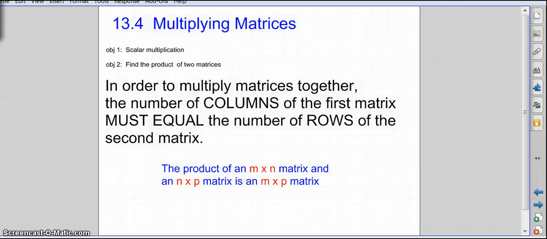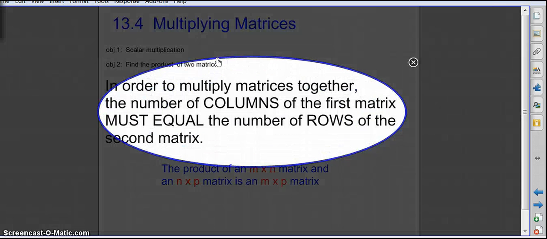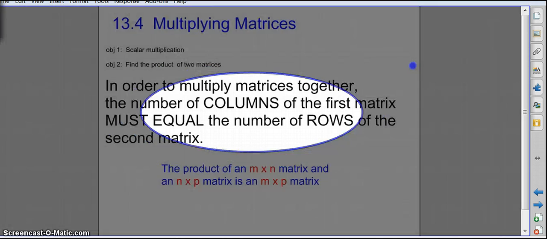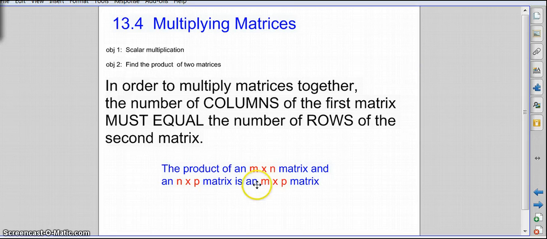All right, here's our second objective. Multiplying two matrices together, and this needs to be highlighted. This needs to be paid real close attention to. In order to multiply matrices together, the number of columns of the first matrix must equal the number of rows of the second matrix. All right, really important. And here's a little bit further detail. If I multiply an m by n matrix and an n by p matrix, the product of this multiplication will be an m by p matrix.